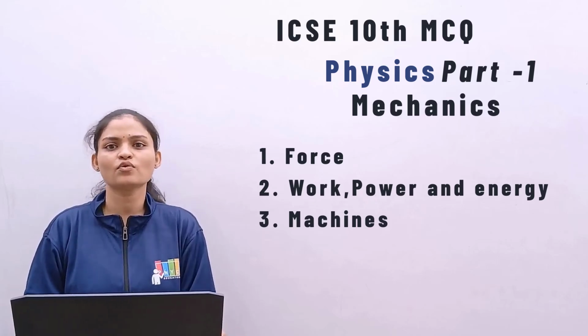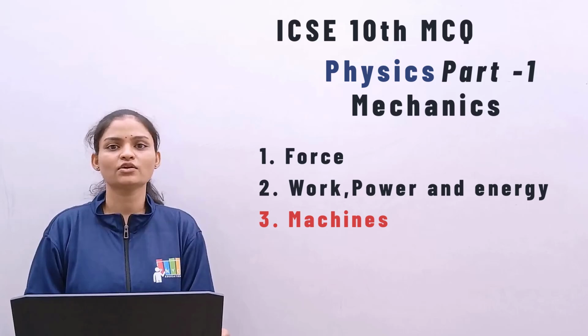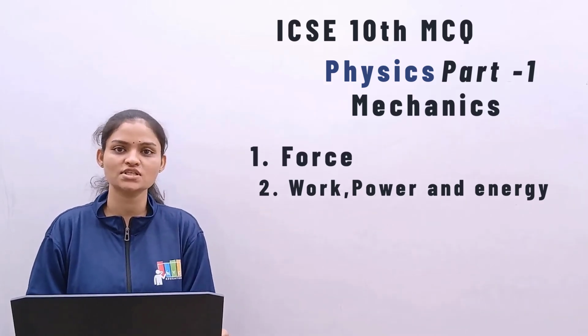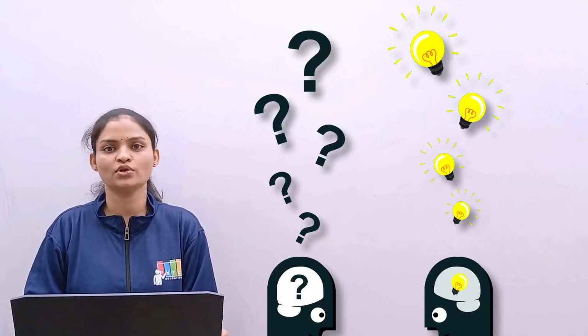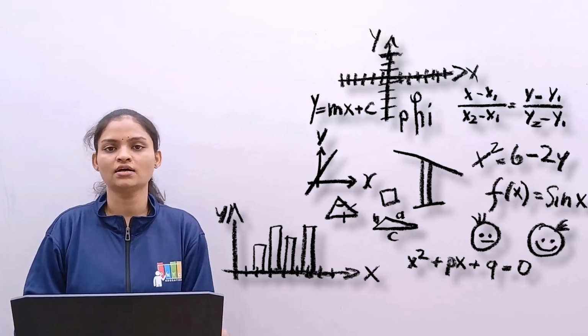There are no questions on the third chapter, that is machines. So we are going to discuss only the first 2 chapters, that is force, and work, power and energy. I am going to give you the answer key. Not only that, but I am going to discuss the solution, its calculations whenever necessary, and the reasons behind any answer. So let's start with the specimen paper of 2023.